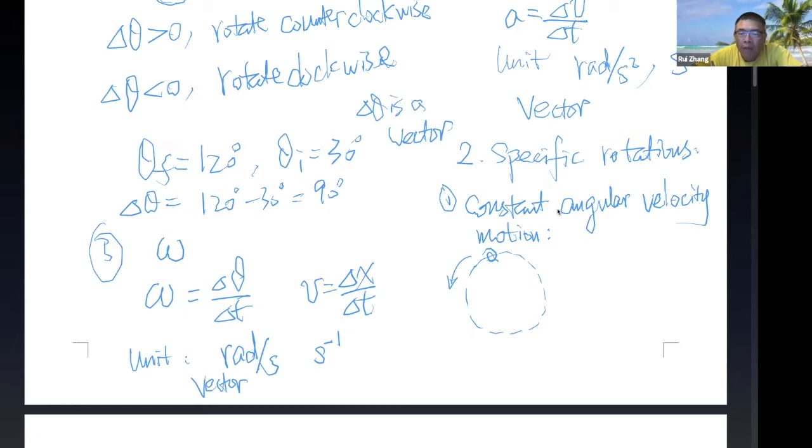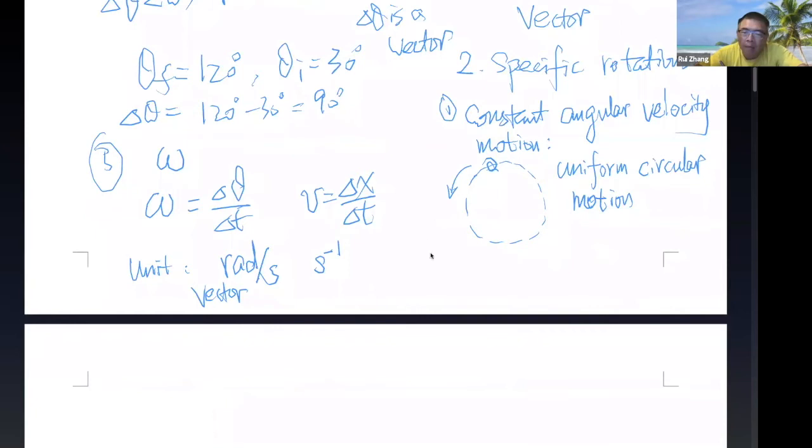There's another name for this simplest rotation, sometimes called uniform circular motion. Just a different name. Now again, we can solve some problems in this case, but not many, because basically it's just this formula here, there's no angular acceleration. So if you know the angular velocity, we can calculate the angular displacement by writing delta theta equals omega times delta t. That's pretty much it.